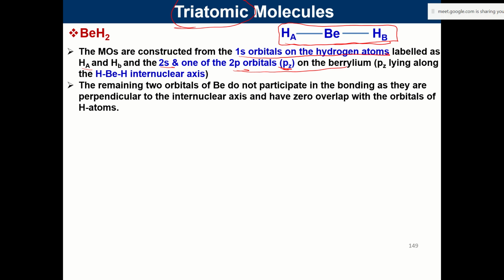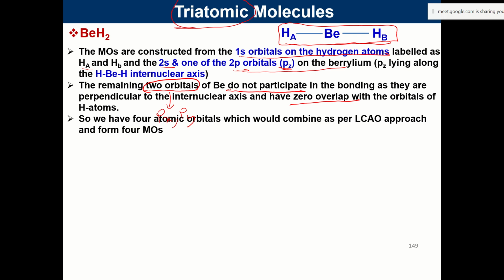So the two orbitals that we are talking about here are px and py. They do not participate in this, because they are perpendicular to the internuclear axis. Hydrogen, in the ground state, has electrons only in the 1s orbital, and so there is no overlap happening for the px and py orbitals. Only the pz is counted.